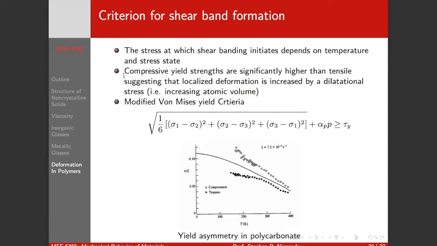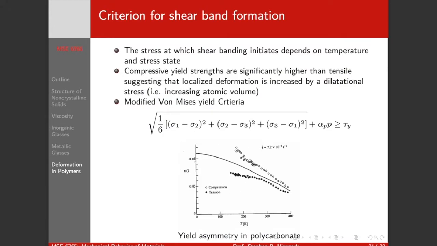So in polymers, the compressive yield strengths are significantly higher than the tensile. What this really means is that under a tension load, you have a dilatational stress, which increases your local free volume, which makes flow easier to occur.